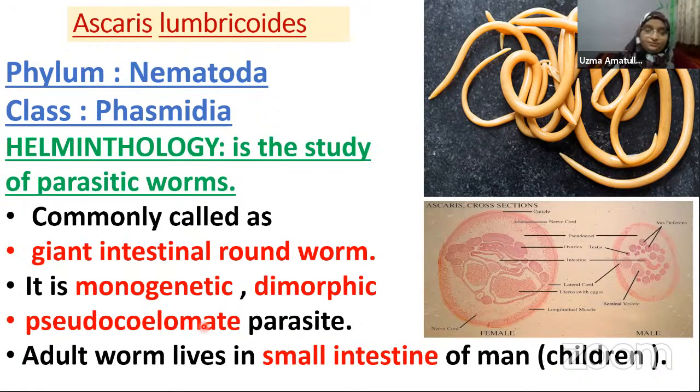Now, the adult worm lives in the small intestine of man. Where do these worms live? They live in the small intestine, usually in children. Why? Because children do not follow hygiene. They play in the soil most of the time and keep their fingers in the mouth. They put everything in the mouth, whatever comes to them. So children are more affected by this disease.